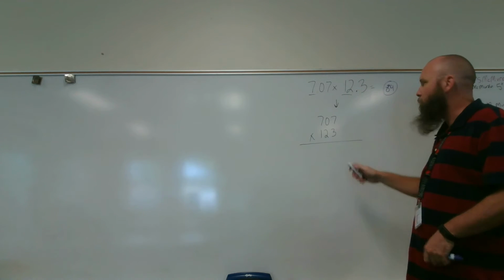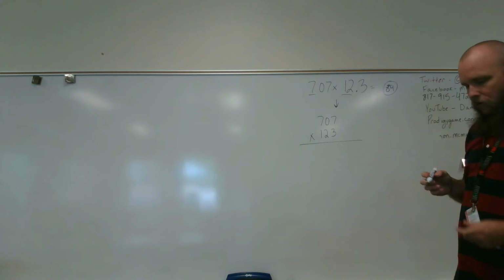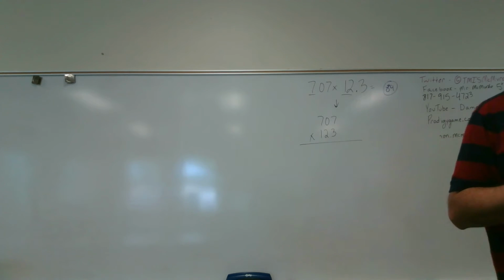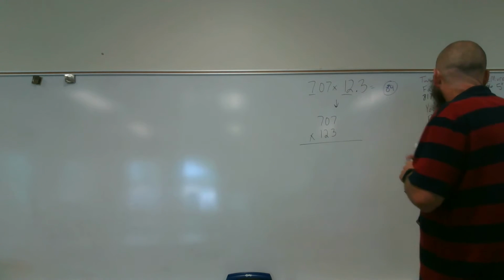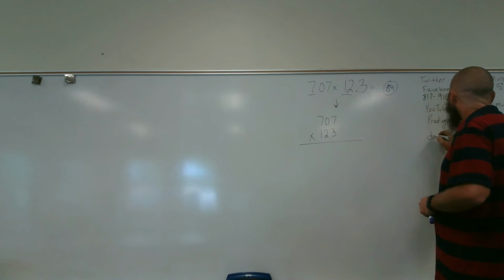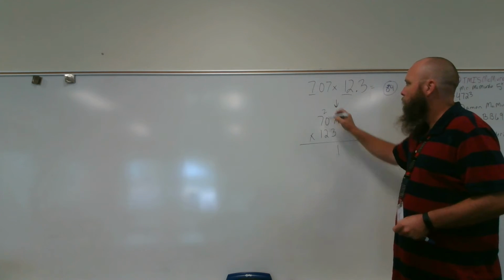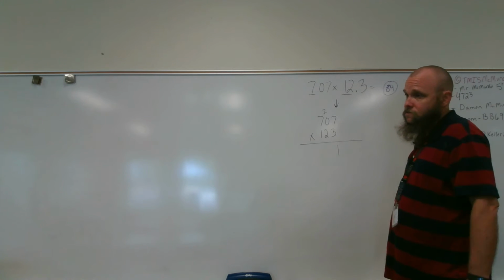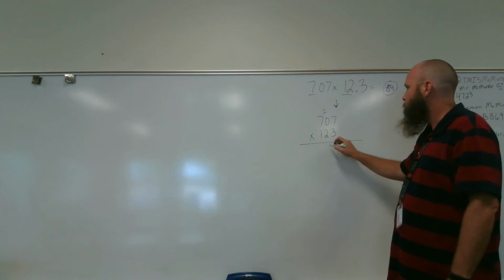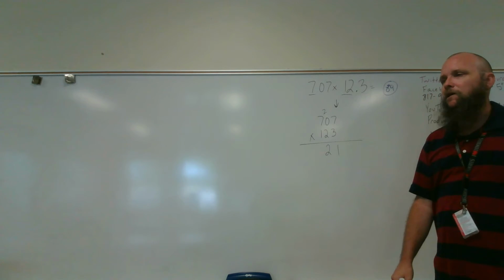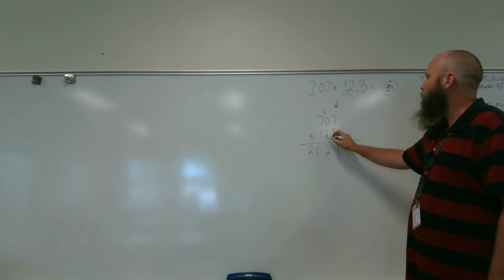So we're going to start with our ones place. 3 times 7 is... 21. Good. Put down my 1, carry my 2. We're at 3 times 0. Of course it's 0, but plus 2, you now have the 2. Good. 3 times 7 is 21 again. Now we're moving to our tens place.